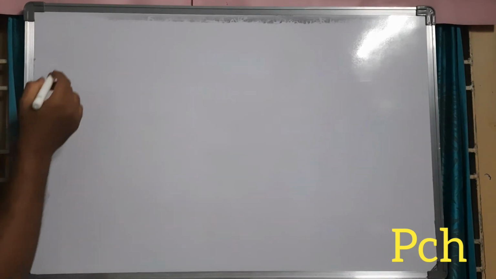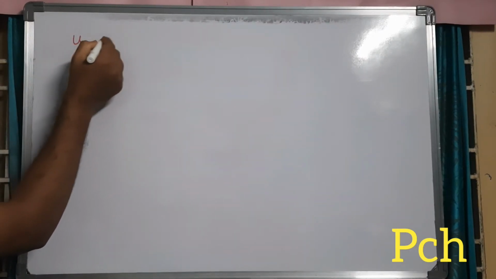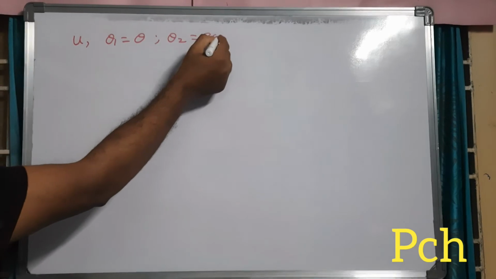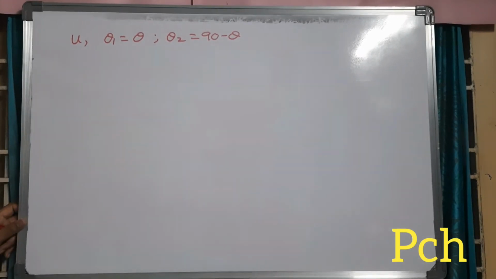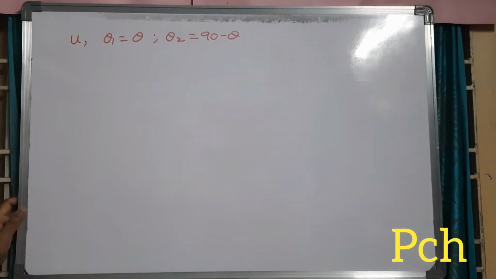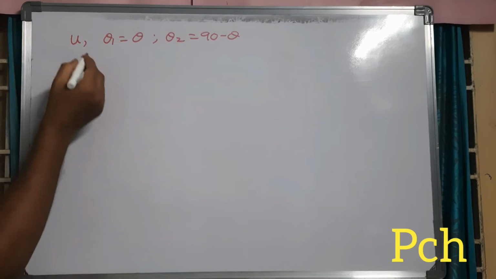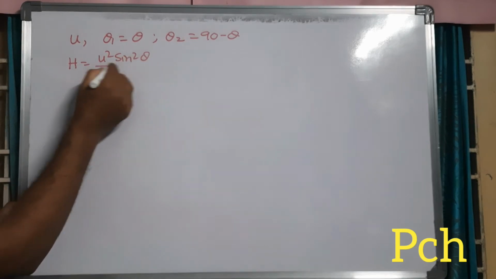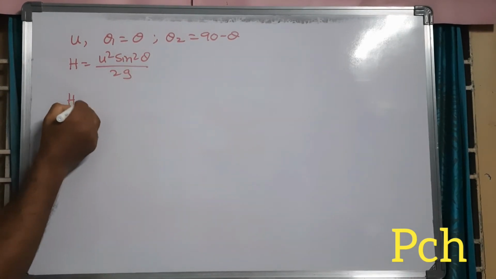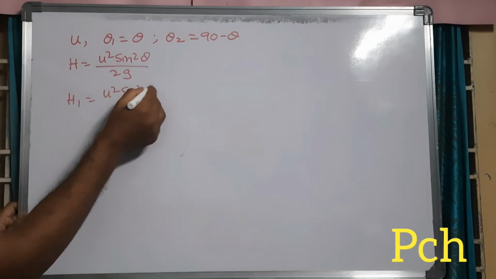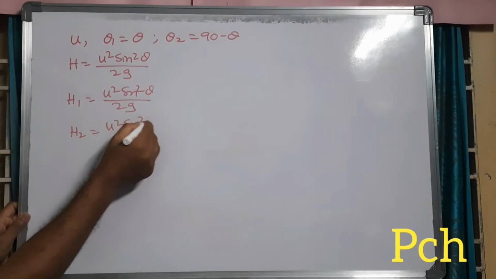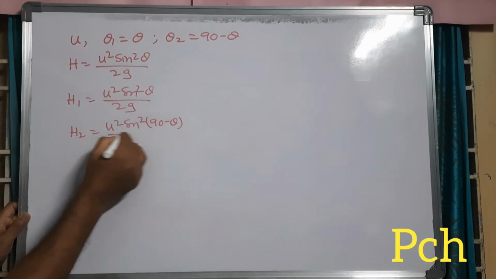Here two objects are projected with the same velocity of projection u and angle of projection theta 1 is equal to theta and theta 2 is equal to 90 minus theta. Now we are going to derive the relation between the maximum heights of the two objects, h1 and h2, and the horizontal range. We know maximum height h is equal to u square sine square theta divided by 2g. Let h1 is equal to u square sine square theta divided by 2g and h2 is equal to u square sine square 90 minus theta divided by 2g.